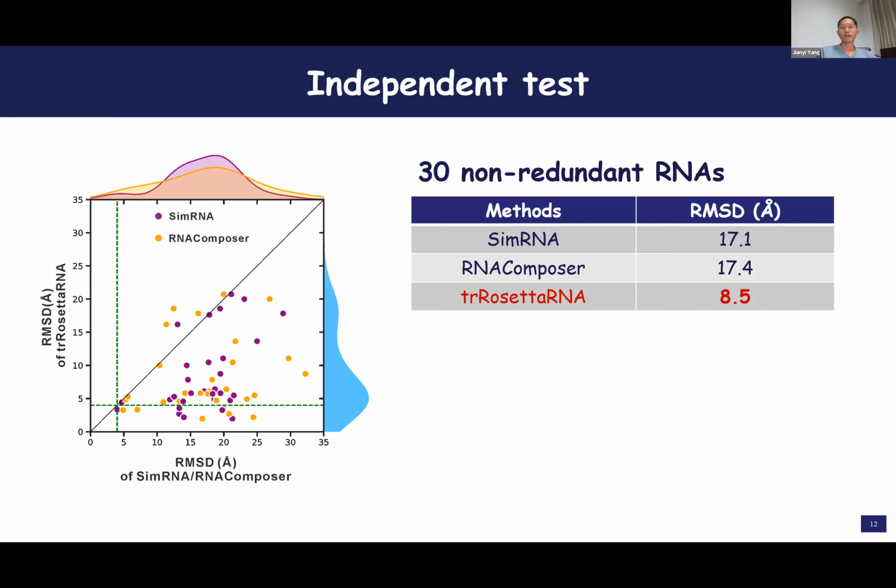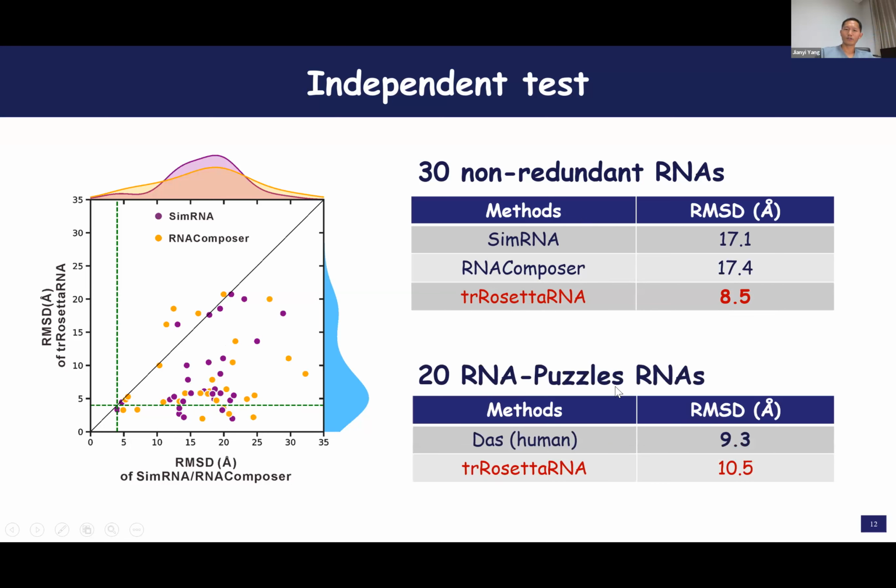First is an independent test on 30 long non-redundant RNAs. So compared with automated prediction by conventional methods, here we are using RNAComposer and another method. You can see by this automated prediction, this figure shows that our method can predict for most targets with lower RMSD than these two methods. So on average, it's improved by about 2 times compared with the automated method. So this is the first test.